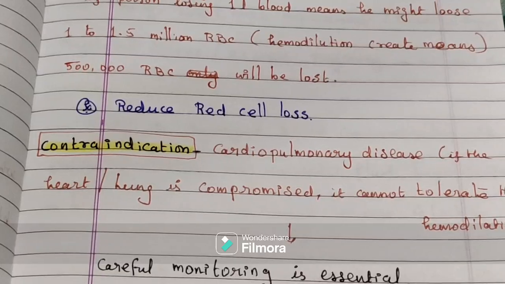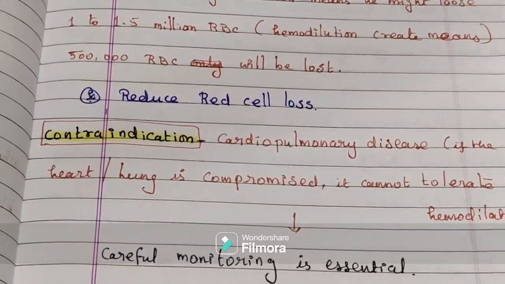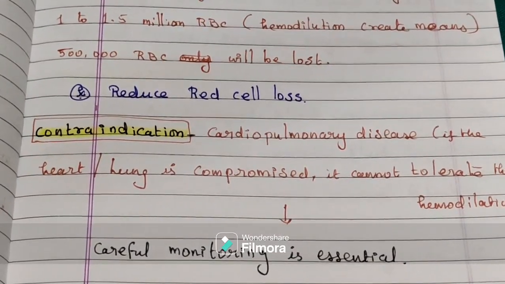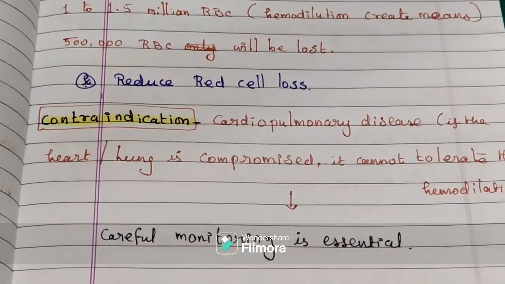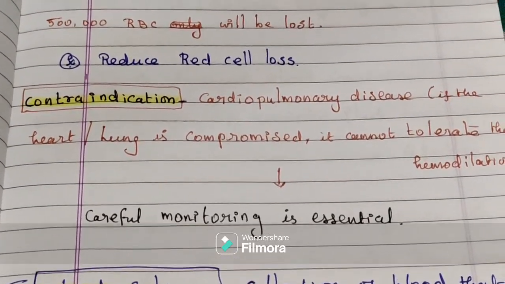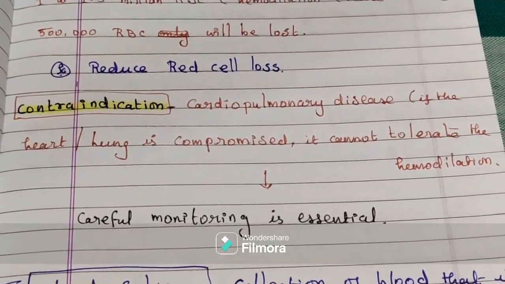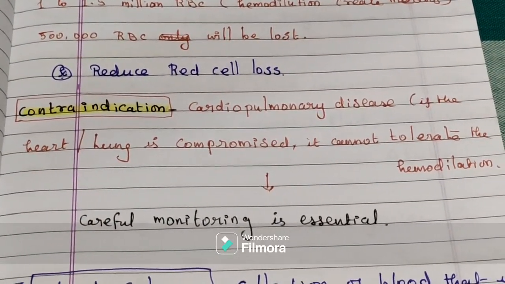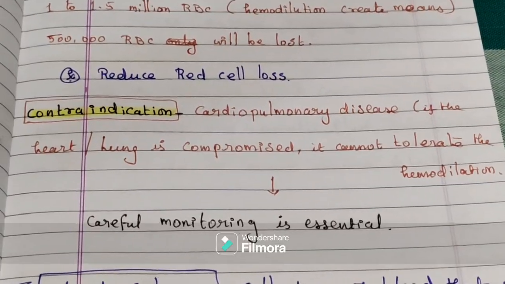Therefore, because the blood is being kept in the operation theater, testing, grouping and cross matching again is not required. It is carried out if more than 1 liter or more than 20% blood loss is anticipated. Contraindication: if the patient has cardiopulmonary disease, meaning heart or lung disease such that he cannot tolerate the hemodilution we are going to give. So careful monitoring is essential for all such patients going for acute normovolemic hemodilution.